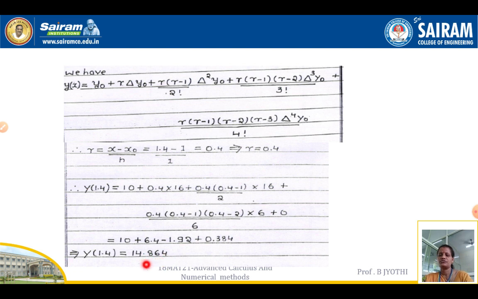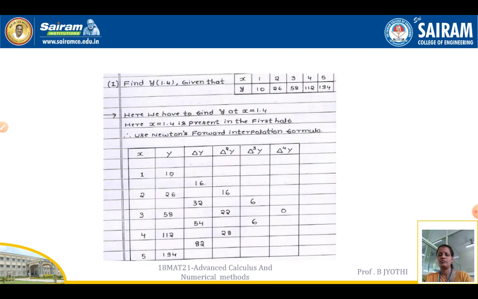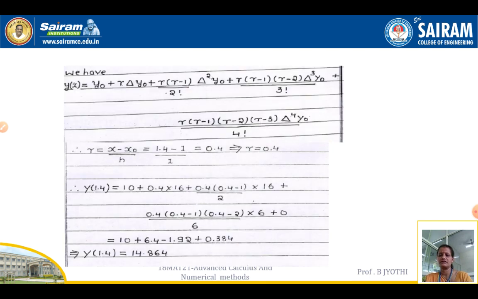15.864. To check whether it is right or wrong, what we should do is note that 1.4 is lying between 1 and 2. So the answer also should be lying between 10 and 26. So our answer here is exactly lying between 10 and 26. So it is 15.864.